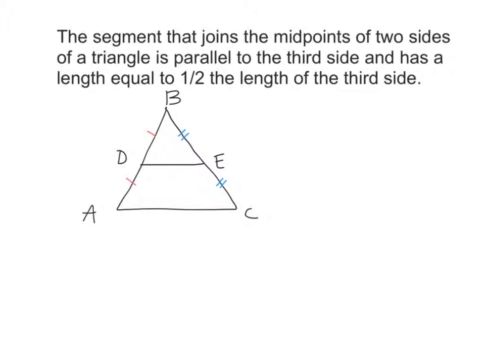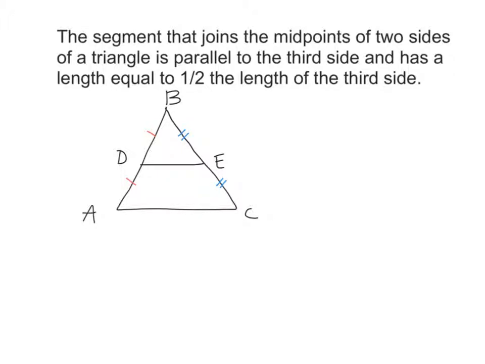So as you can see here, D cuts AB into two congruent pieces, and E cuts BC into two congruent pieces. This does not mean that DB and BE are congruent. These can be separate lengths.